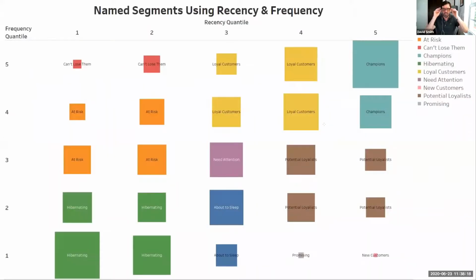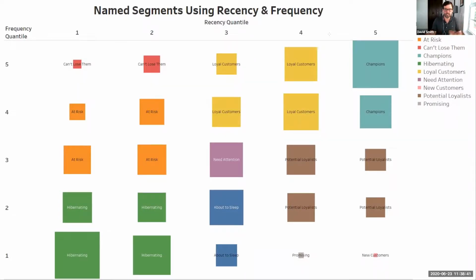Here's a common thing that a lot of companies do. They'll put it into a matrix, and they'll say, okay, our champions are our best customers. This is just to introduce this chart. Instead of using 3 bins, we're using 5 bins, and we have removed the monetary value from the equation. We're just plotting this on the RF scale.